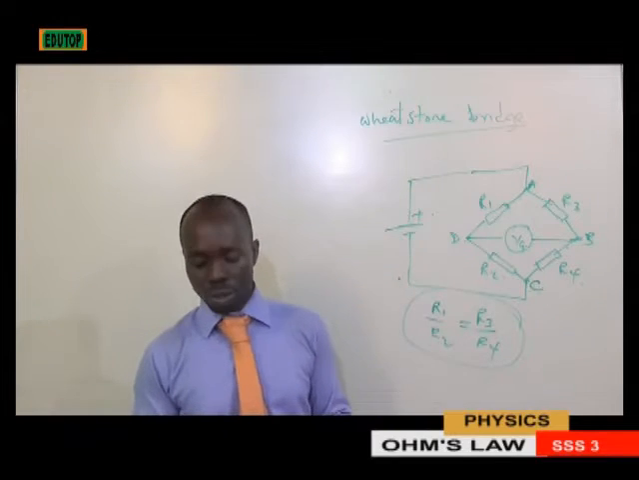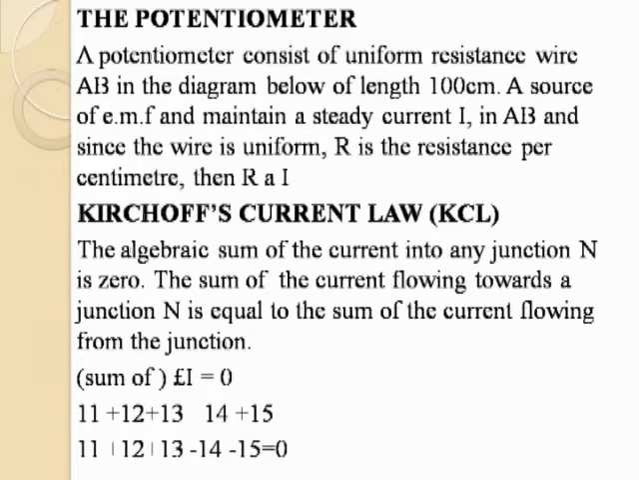So let's go to another good device. We talk about that's your what? Potentiometer. A potentiometer consists of a uniform resistance wire AB in the diagram below of 100 cm. Now a source of EMF E maintains a steady current I in AB. We first of all defined what a potentiometer meant. Now the potentiometer consists of uniform resistance wire AB in the diagram below.